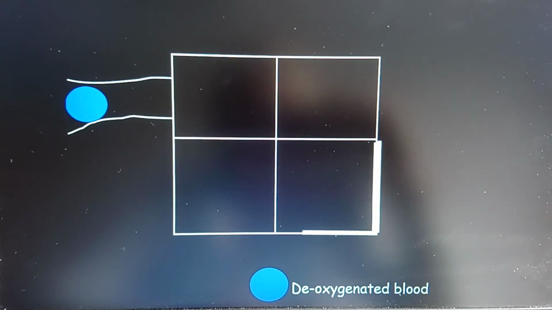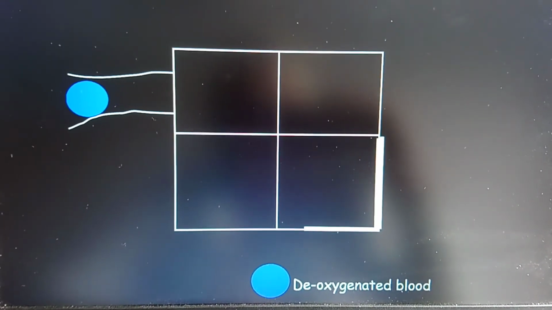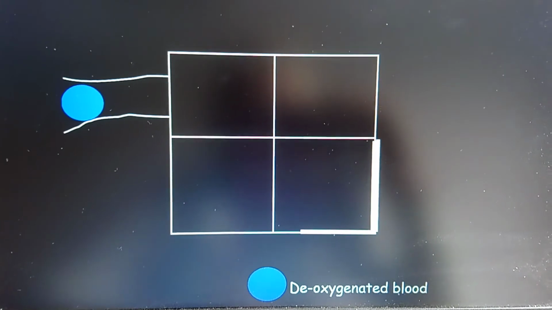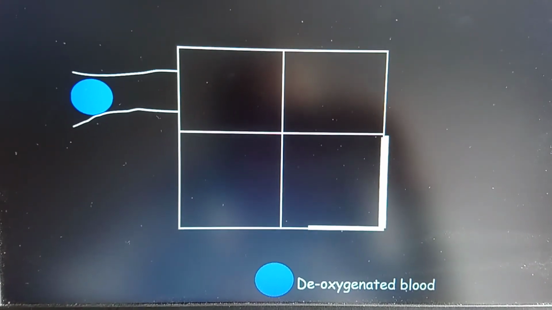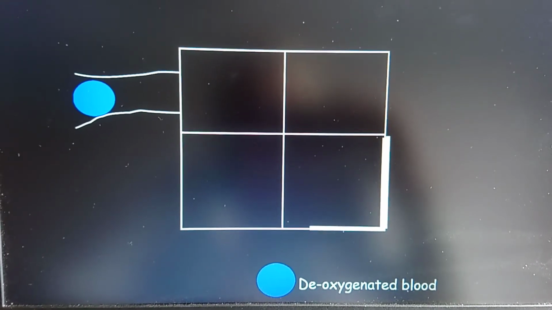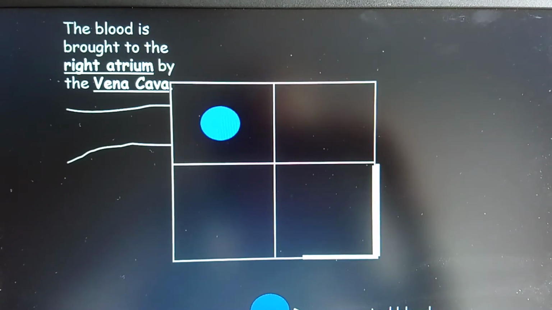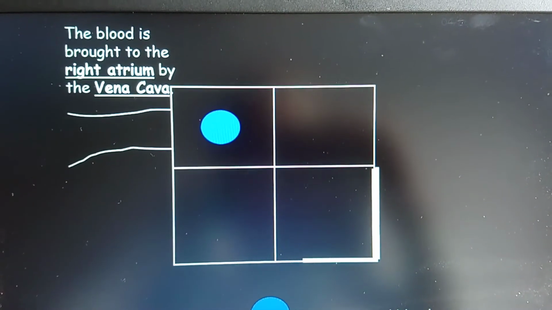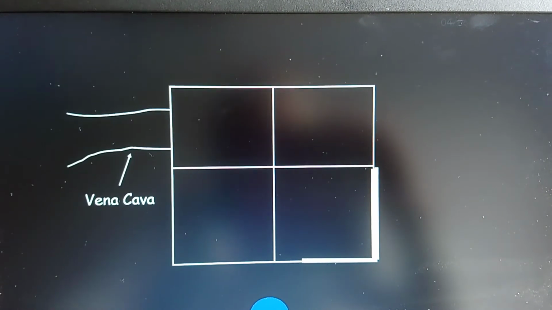Okay, so here it is coming in our box version. We colour it in blue often because blood is never blue, but deoxygenated blood is less red than blood with lots of oxygen in. So we traditionally colour it in blue. So here it comes. It comes into the right atria by the vena cava, and there it is sitting in the right atria. Now it doesn't sit there for very long.